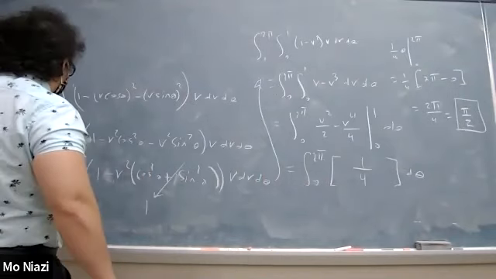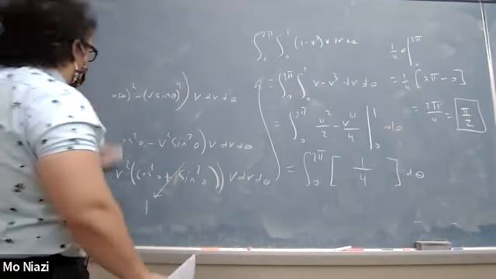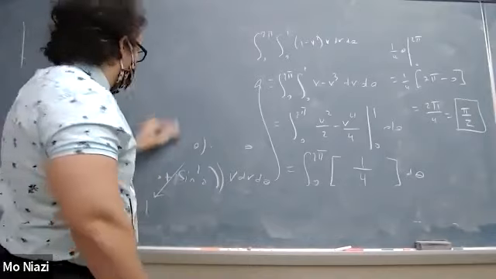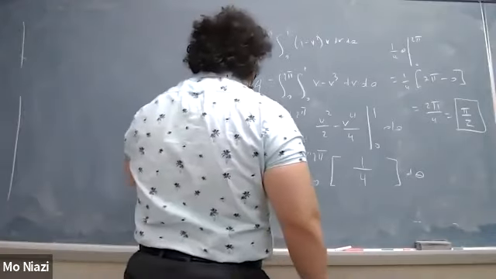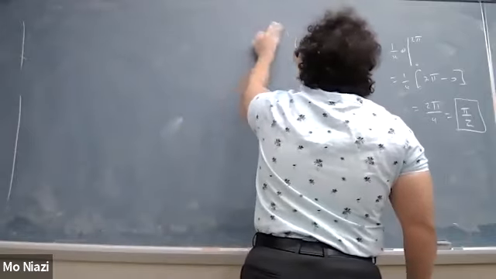Any questions so far? Yeah, integrating that using polar is the way to go. If you tried to do it using rectangular, it wouldn't be as smooth.